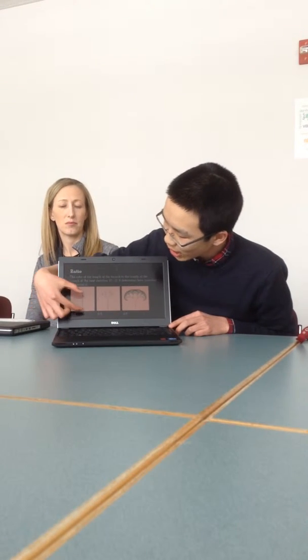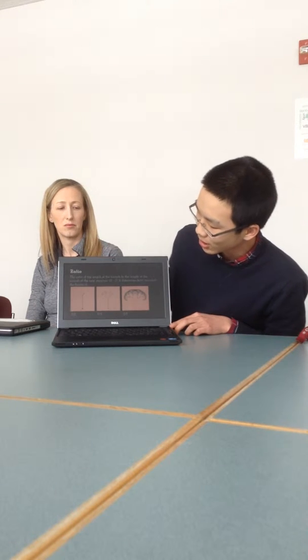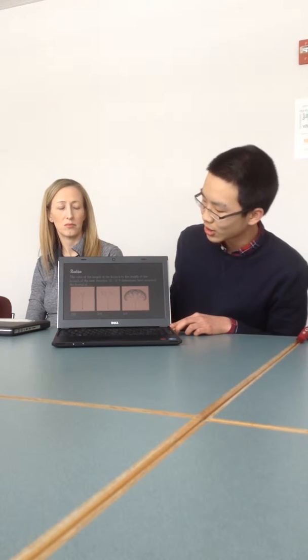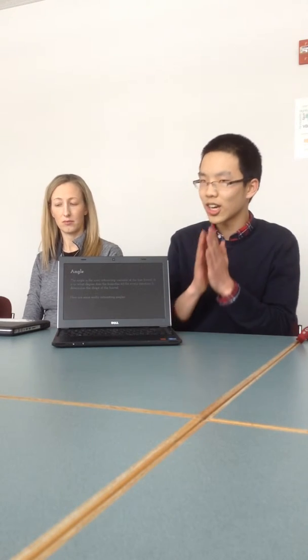The ratio is how much the branch decreases every time, so this decreases by 80%, 50%, and 30%. It determines how crowded the fractal is. The angle is how much each branch tilts every time it iterates.